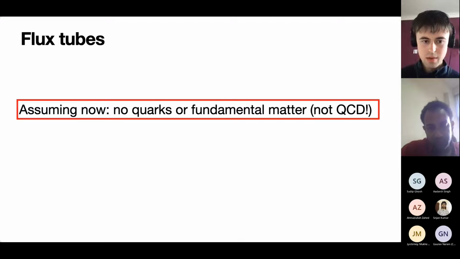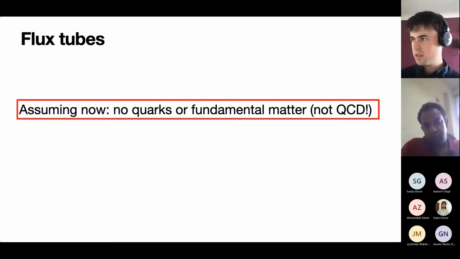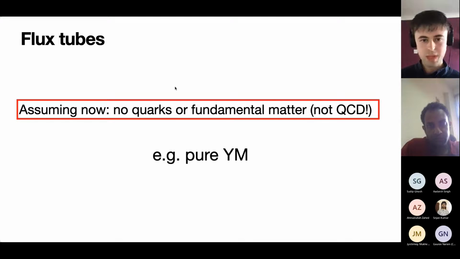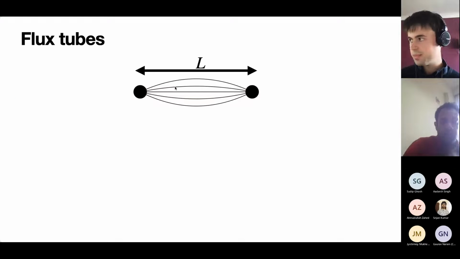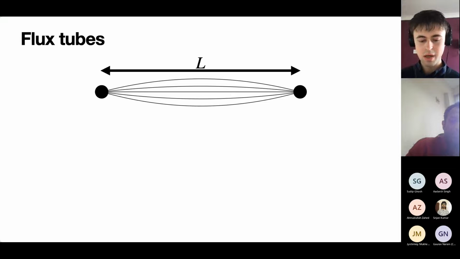In what follows, I'm going to assume that there's no fundamental matter in our theory. So what I'm about to say about flux tubes doesn't apply to QCD, and it's easiest perhaps just to think of a pure Yang-Mills theory, and I'll explain how this relates to QCD later. Because these gluon and force fields remain concentrated in this tube, the potential doesn't dissipate, and by Gauss's law must increase linearly with the separation of the quark and antiquark.